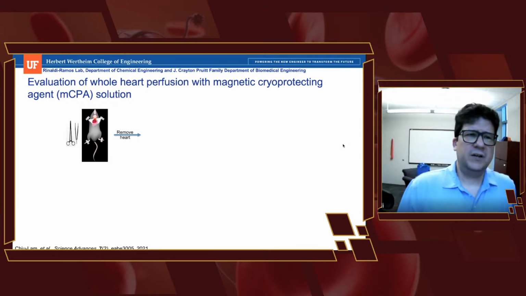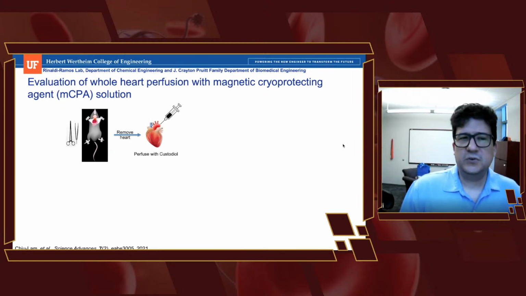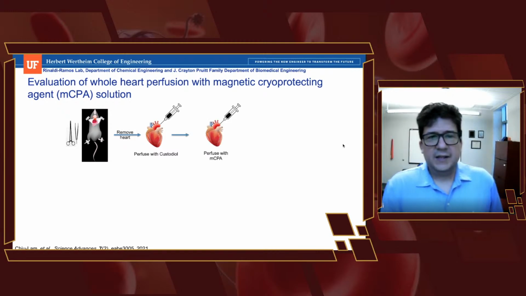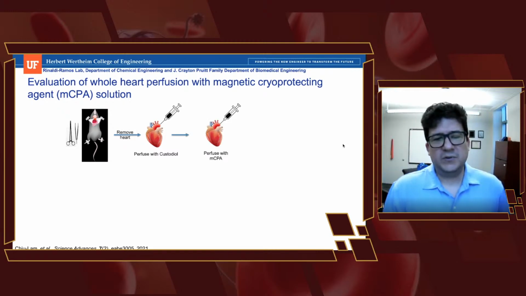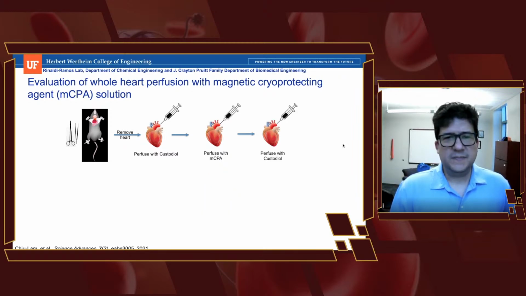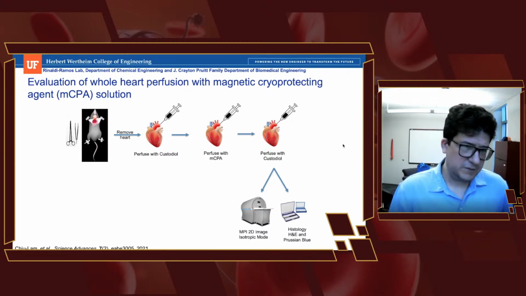Next, we evaluate whole heart perfusion with these magnetic cryoprotecting agents. We remove the heart, we perfuse it with a cardioplegic solution called custodiol. Then we perfuse it with the magnetic cryopreservation agent, and we can do imaging at that point and histology. We can then remove it with custodiol and do more imaging and histology.